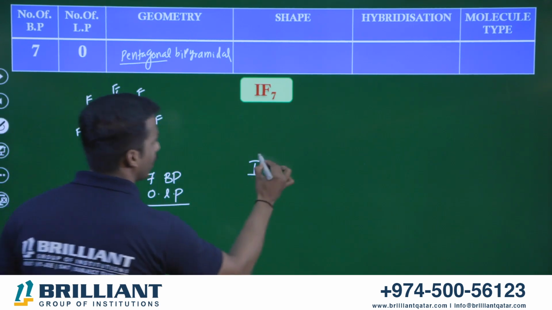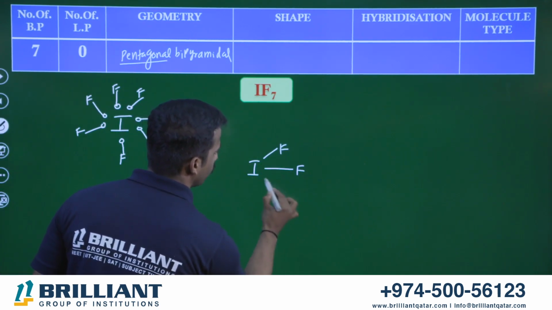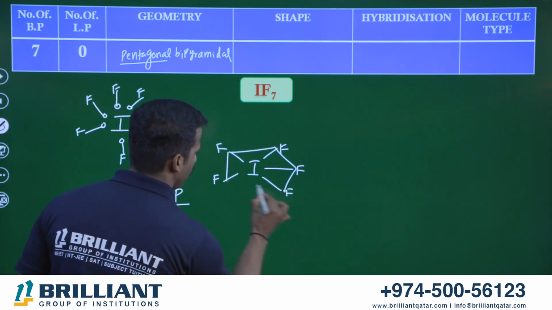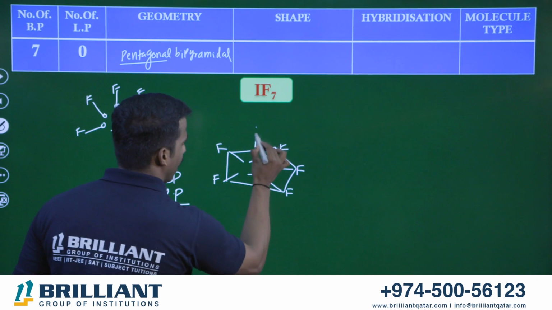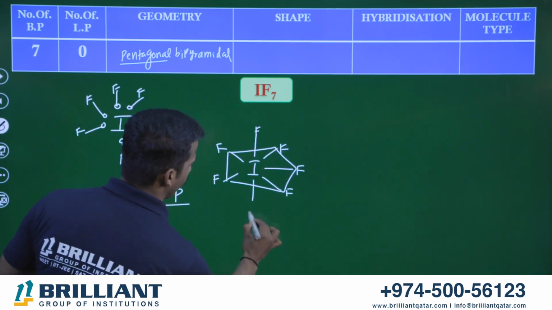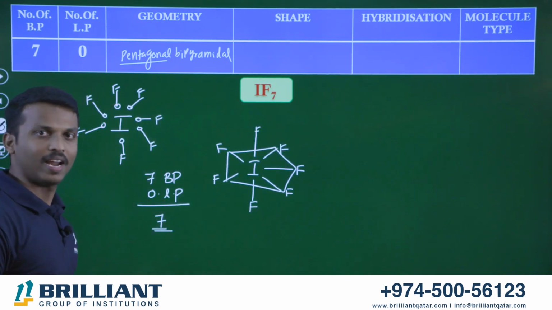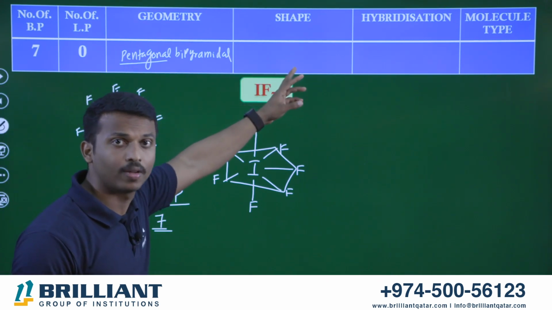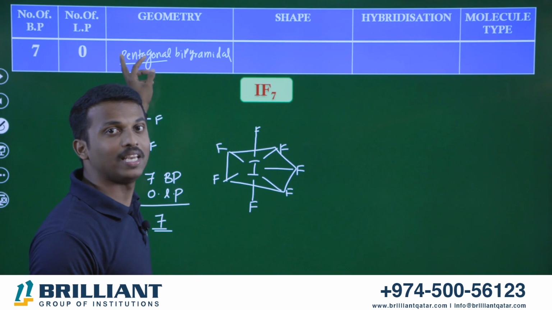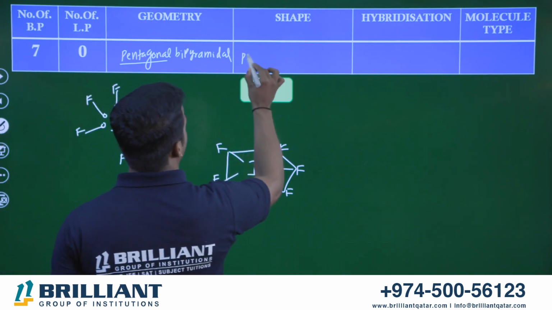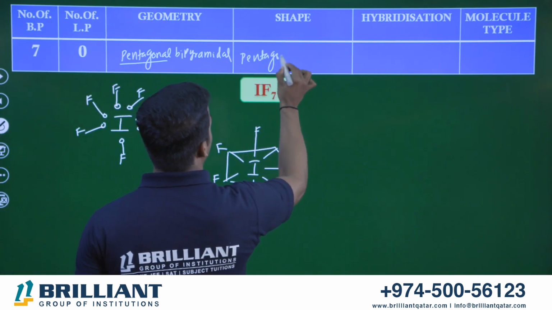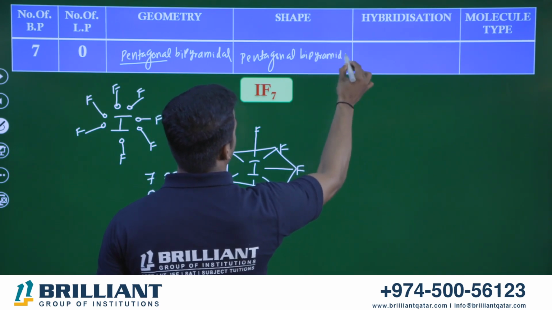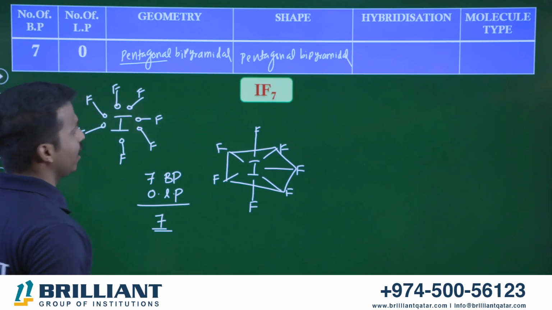Let me draw iodine. First of all, you make a pentagon 1, 2, 3, 4, 5. Yes, pentagon is ready. What about the pyramid? 1 fluorine above, 1 pyramid, 1 fluorine below, another pyramid. Right? Pentagonal bipyramidal. Can I call here geometry equal to shape? Yes, because the lone pair is equal to 0. No lone pair. So therefore here also pentagonal bipyramidal geometry. So this is the geometry.